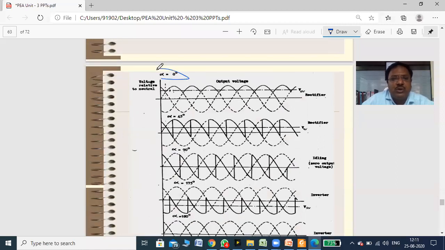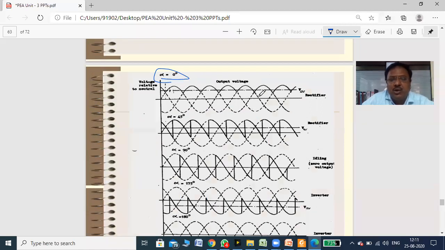Right? Alpha equal to 0, you will get only positive pulses, right? No negative part. Negative part is 0. If alpha equal to 45, then what happens? The positive voltage is more, but there will be a negative voltage. This is a negative part, right? So this negative part comes if alpha is 45.